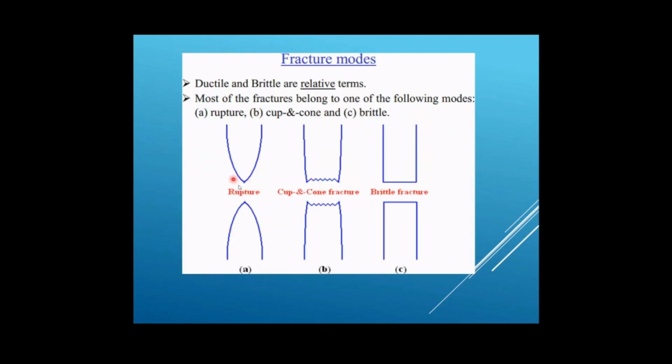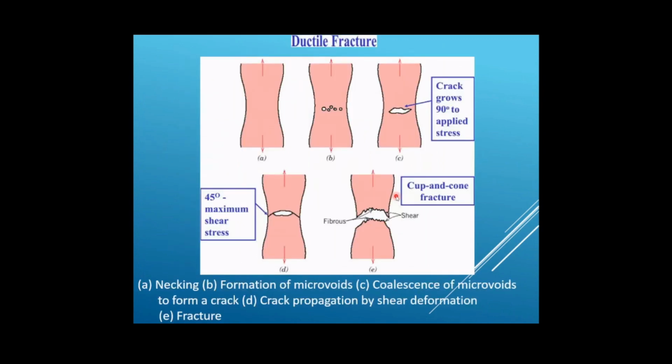So this fracture is mainly called rupture fracture. This is the cup and cone fracture. This is the brittle fracture. Because of the extensive load, these types of voids, cracks, and blowholes are also produced by this fracture mechanism.